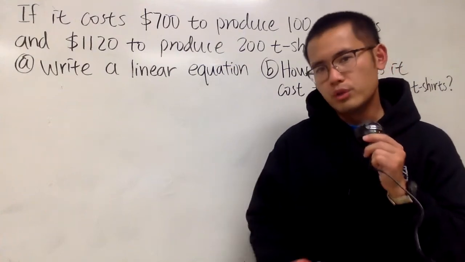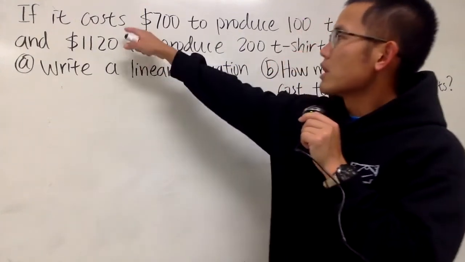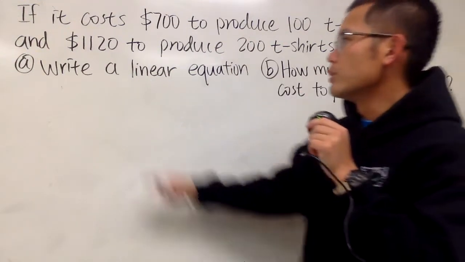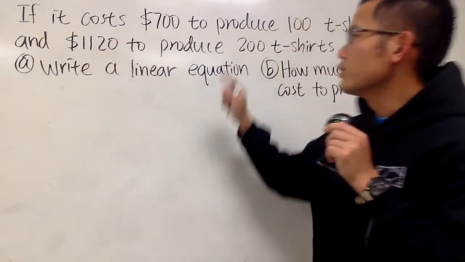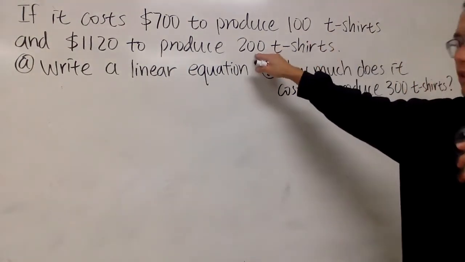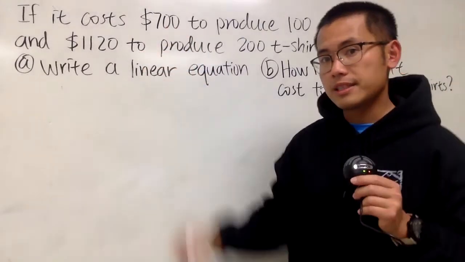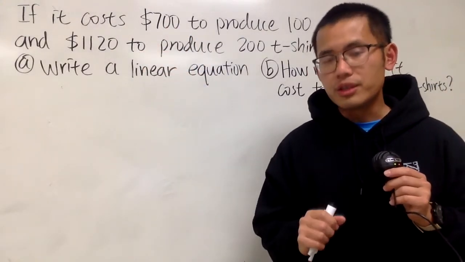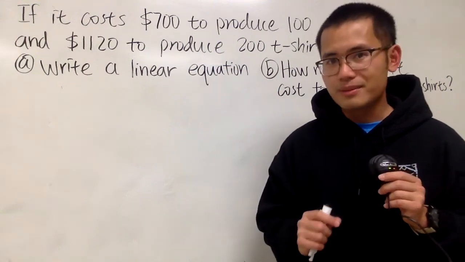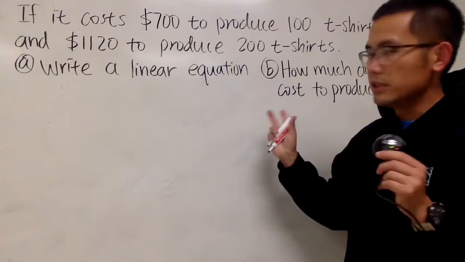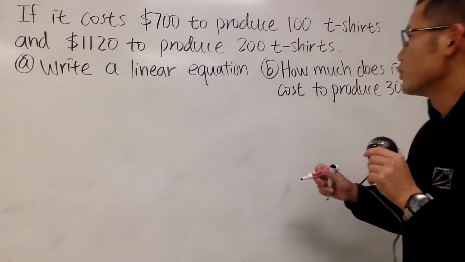Okay, suppose you want to produce your t-shirt and you know that it will cost you $700 to produce 100 t-shirts, but it's going to cost you $1,120 to produce 200 t-shirts. Notice that if you double the amount of t-shirts, you do not double the cost. Why? Because this is not a directly proportional situation because we have an initial cost, right? So the first part is that we are going to find a linear function or linear equation to describe this. Now, let's get to work.